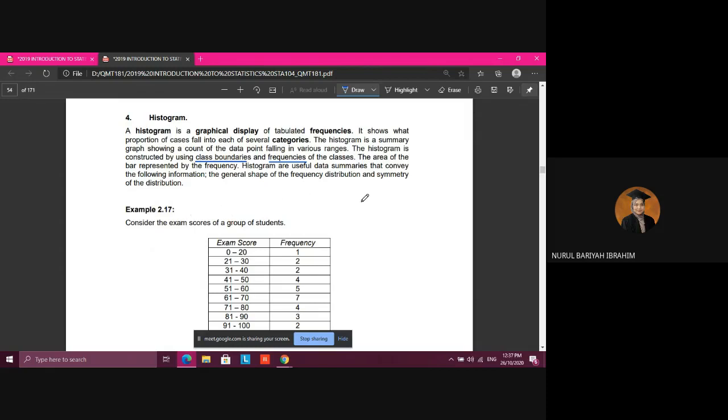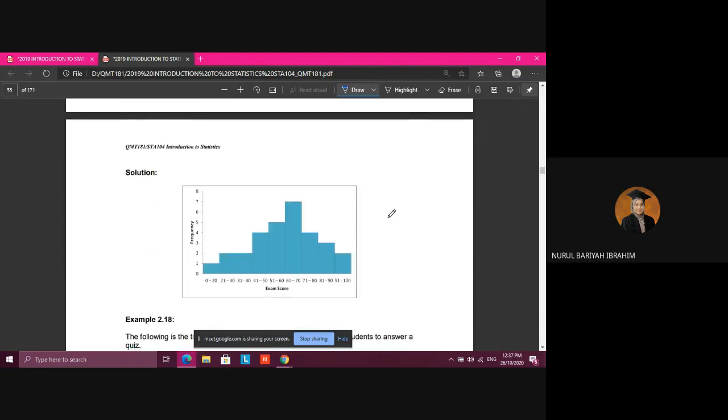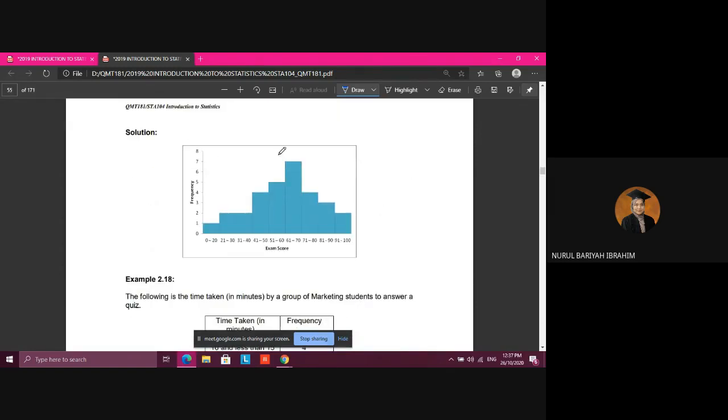Okay, kita boleh tengok dia punya shape and the symmetrical. Kalau normal tu dia symmetric lah. Kalau skewed, not symmetric. Okay, ini contoh histogram. Berbeza dengan bar chart. Kalau bar chart dia ada spaces between the bars, but kalau histogram dia rapat-rapat. Just because of that, we need to find the class boundaries first before we can draw the histogram.